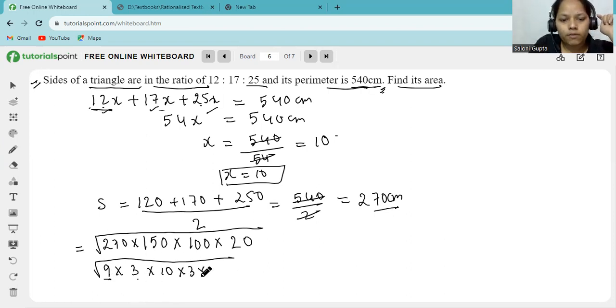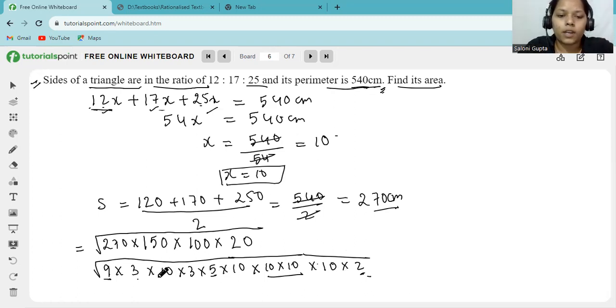150 can be broken as 3 5s are 15, into 10. Then 100 is 10 into 10. Then 20 can be written as 10 into 2. So 5 2s are 10, so again 10 we are having. Total how many 10s are we having? 1, 2, 3, 4, 5, and this 5 into 10 will also give you 10. So 6 10s we are having. That means 3 10s I can take out.